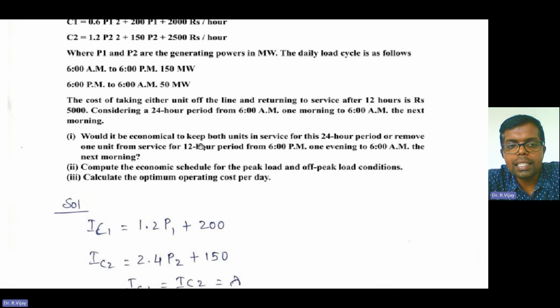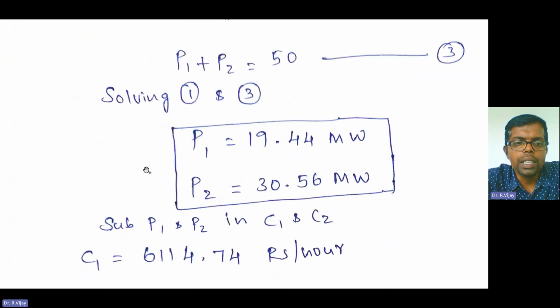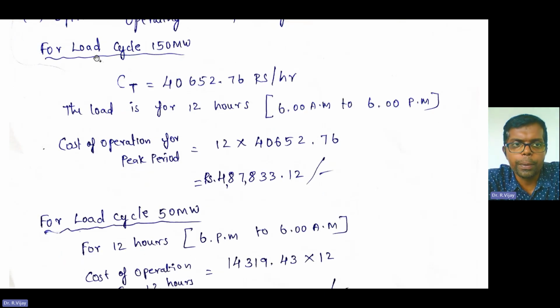They are asking whether, if you are operating that for a particular period alone, what might be the cost, and whether it will be economical or not. Also the optimum operating cost per day is asked. So first, for load cycle 150 megawatt, the total cost we already calculated from our previous calculation is 4652.76 rupees per hour.